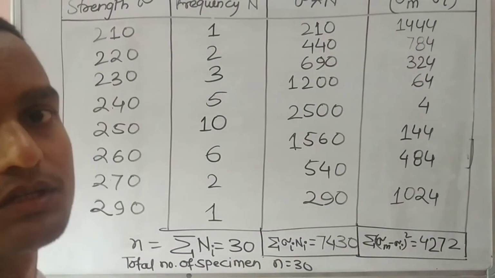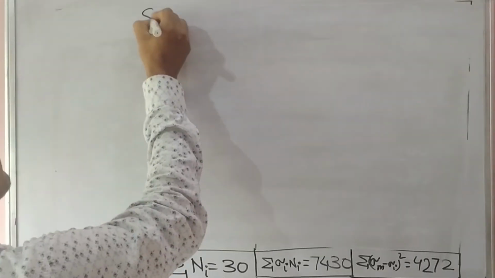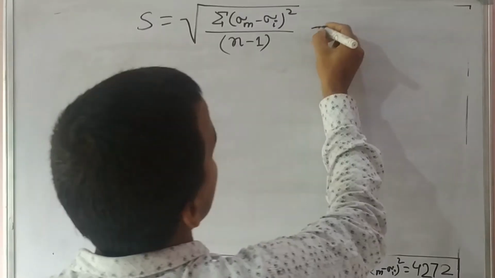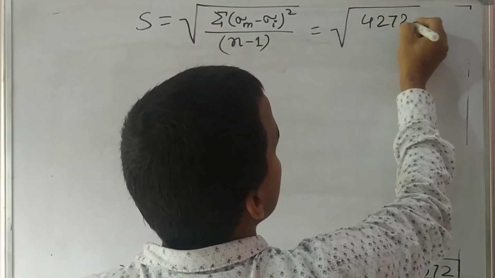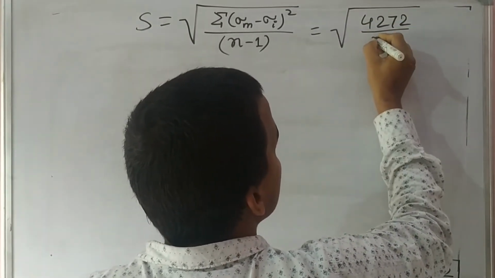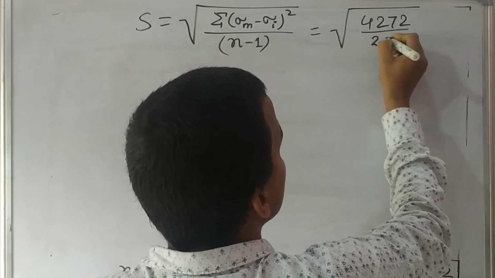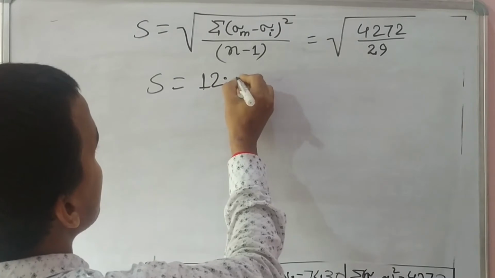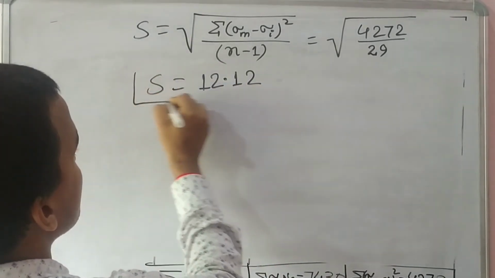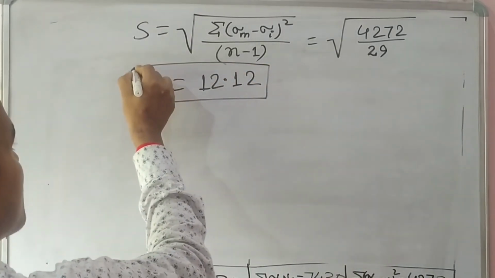So now calculate the standard deviation. Standard deviation S is equal to root, let us put all the results, 4272 divided by 30 minus 1, that is equal to 29. S is equal to 12.12. So this is the value of standard deviation.